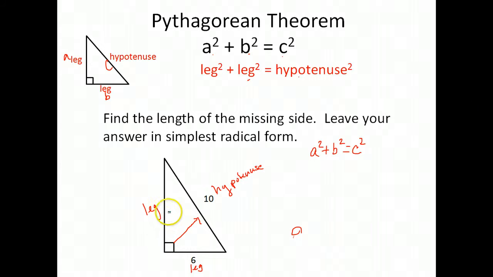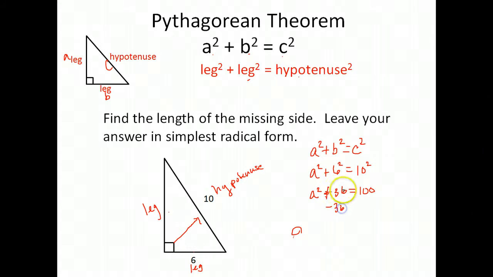Okay, so we want to go leg squared plus leg squared. Well, we don't know that leg, so we just call it a. So a squared plus the other leg, which was length 6, squared equals the hypotenuse squared. Let's do our squaring. 6 times 6 is 36, and 10 times 10 is 100. We're going to solve for a.